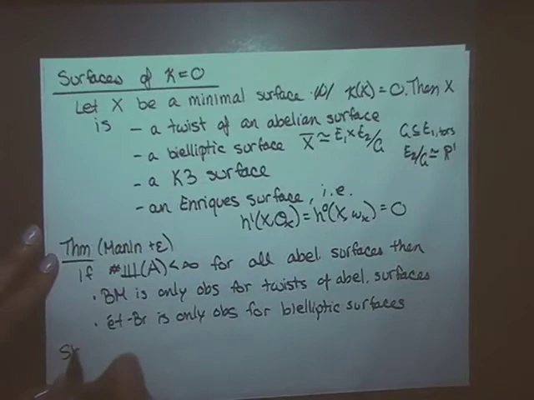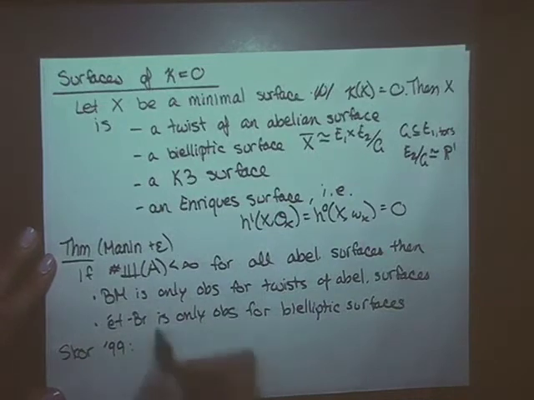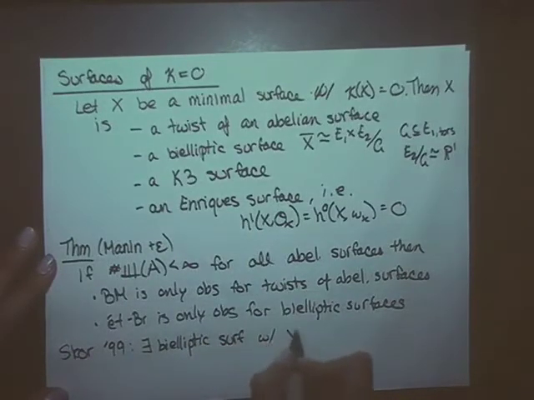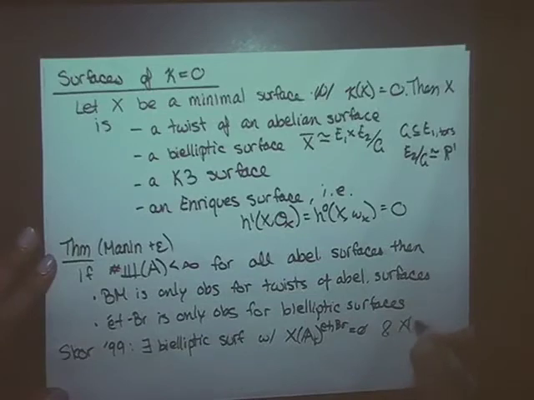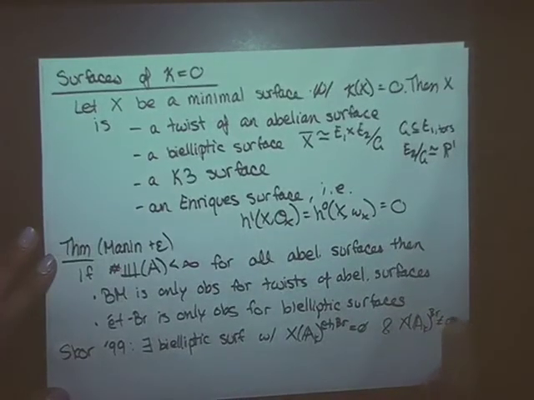Okay, and Skorobogatov, this was his paper in '99 where he introduced the étale-Brauer obstruction. There exist bi-elliptic surfaces with the étale-Brauer set empty and the Brauer set non-empty. So this theorem is the best theorem you can get for these classes of surfaces.